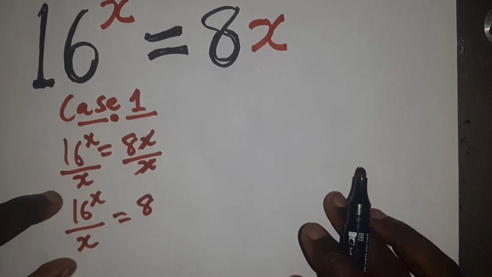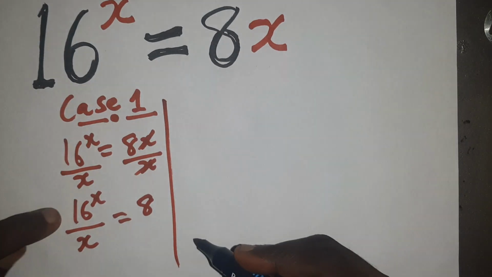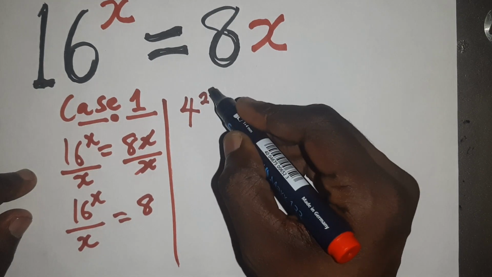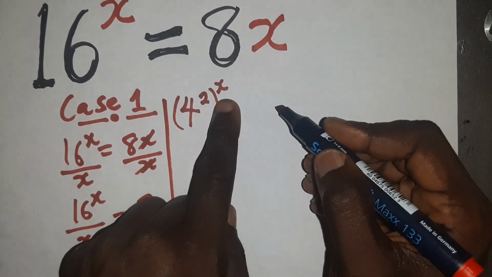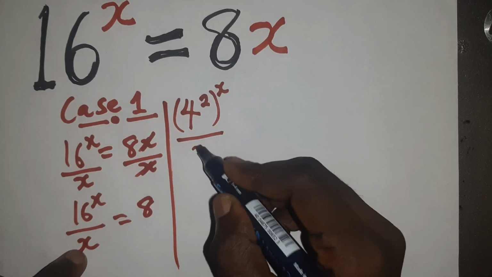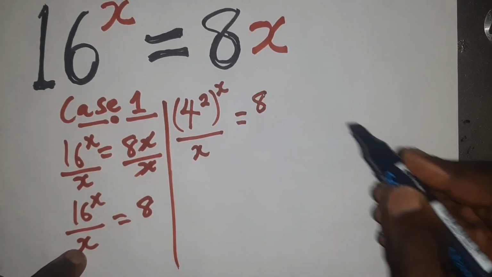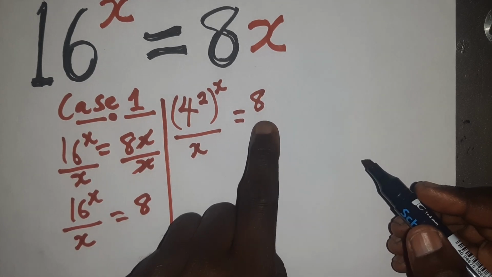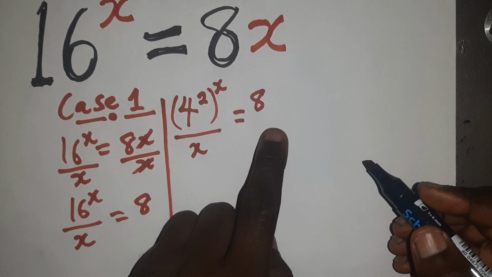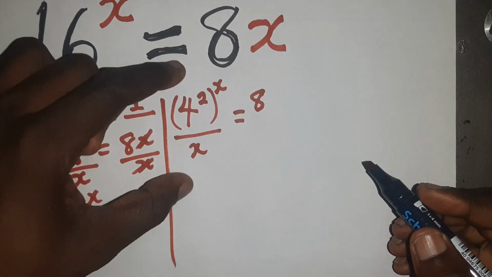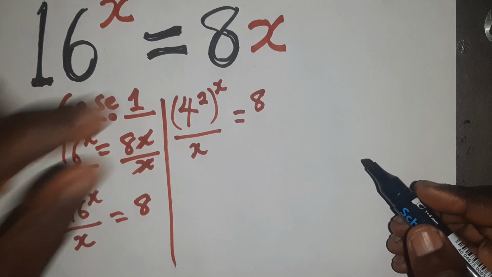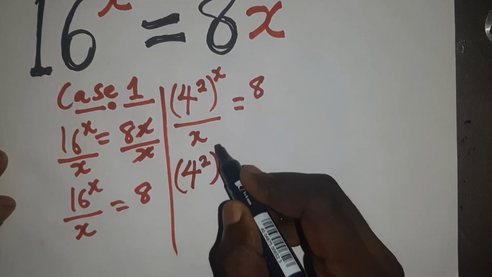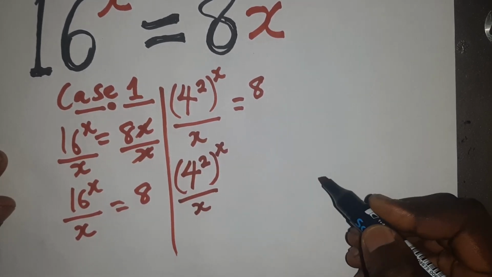So we can rewrite the left hand side, 16 raised to x, to become 4 raised to power 2x, raised to power x over x equals 8. And then we can manipulate the right hand side here, which is 8. We can manipulate it in such a way that it will have the same pattern as the left hand side. So here's what I mean. So here is still 4 raised to power 2 raised to power x over x equals 2.